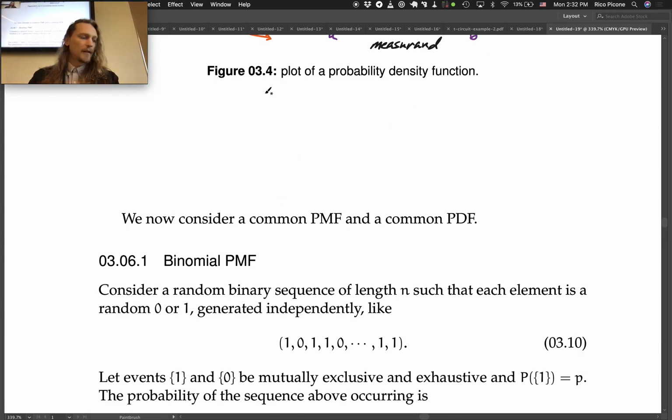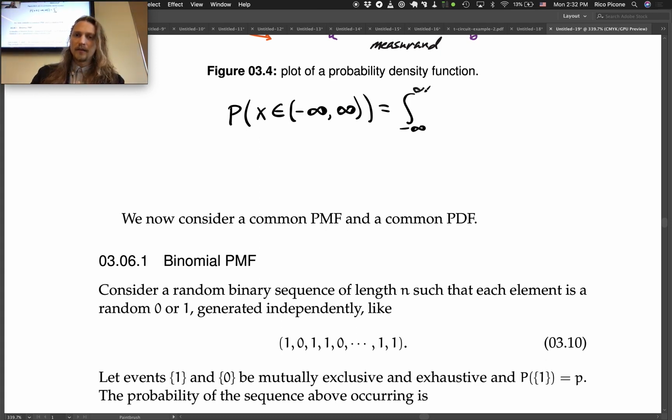Note that, like we mentioned, but I'll state it explicitly, the probability of x taking on a value in the interval from negative infinity to positive infinity is the integral from negative infinity to positive infinity of the PDF f of chi, where we use chi as a dummy variable of integration, d chi, and that has to equal 1.